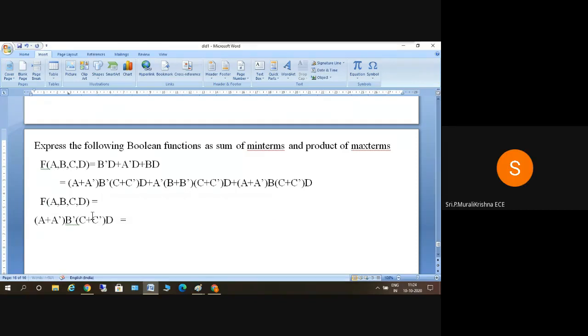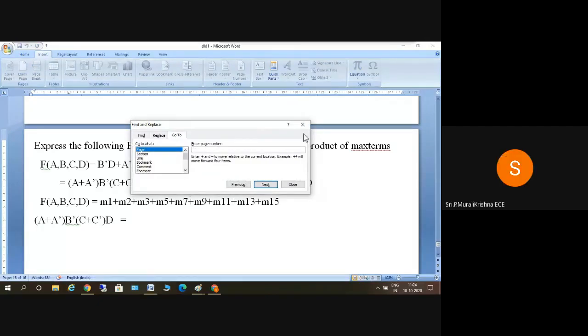Okay, so write it in order. M1 plus M2, M3 plus M5 plus M7 plus M9, M11, M13 plus M15. Okay, so these are all the minterms here.